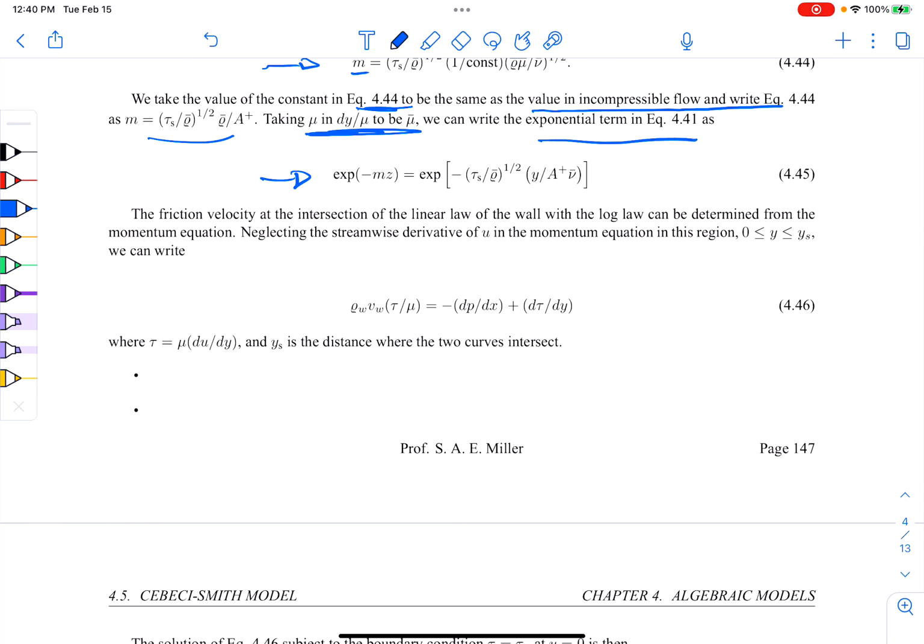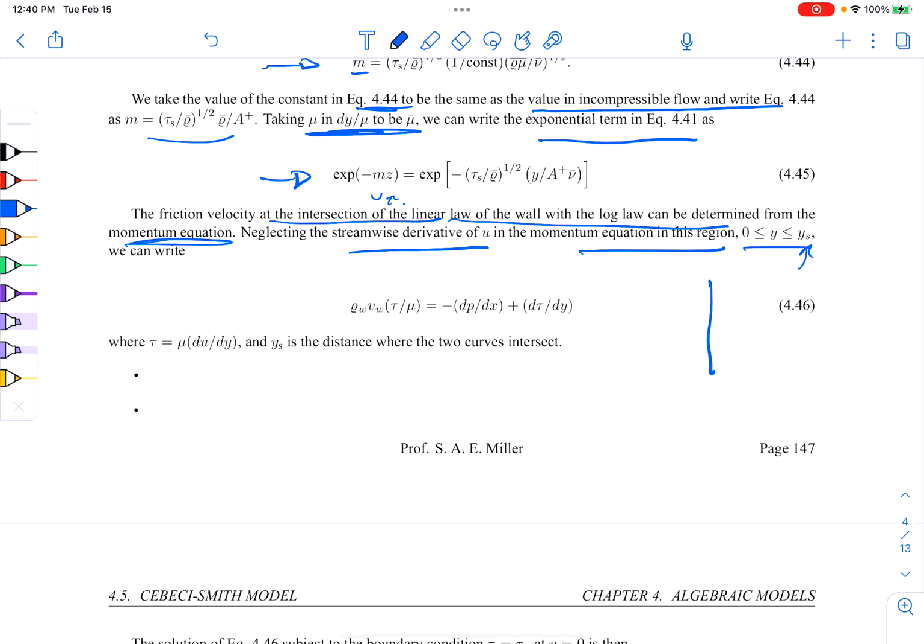Okay, well anyway, the friction velocity here, which is like a u_tau term, and the law of the wall will be determined from the momentum equation, and we'll neglect the streamwise derivatives of u in the momentum equation in the region near the wall, and that's where the intermediate region ends. Remember, if I was taking a model like this, this is L constant, this is y_s, y, and L, for instance, or epsilon_m, something like that.